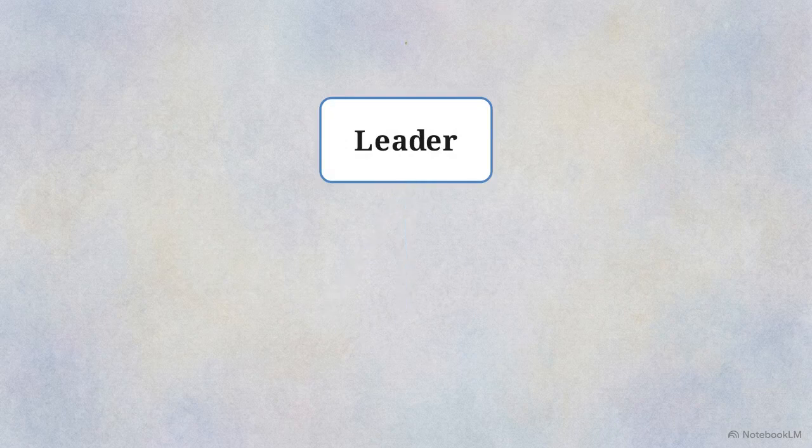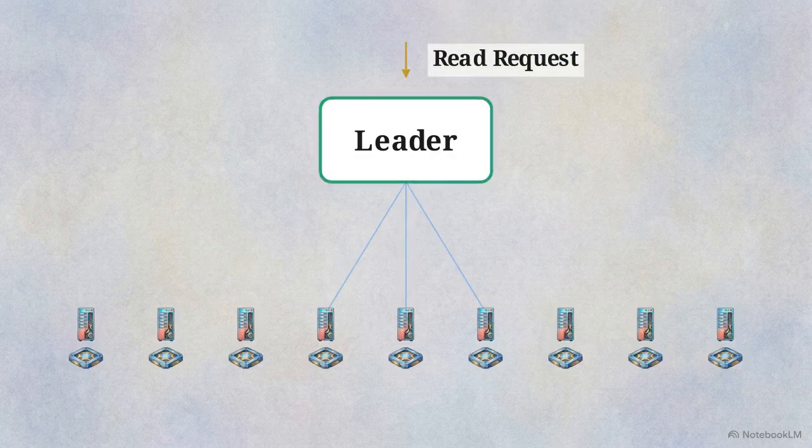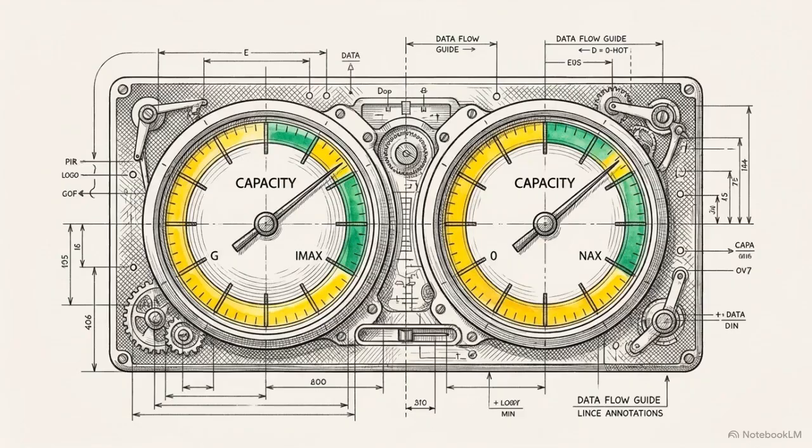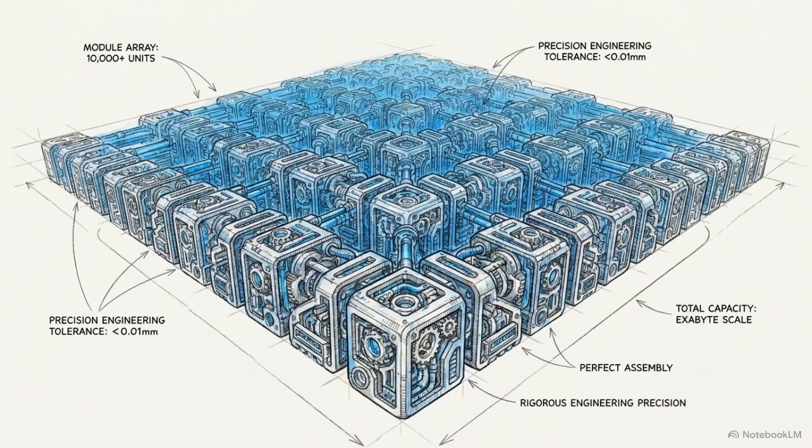Funneling reads through leaders while separating cluster logic from storage creates the foundation for horizontal scaling. This architecture can support up to 10,000 replication groups, providing a total storage capacity of 50 petabytes. High-volume scale is achieved by enforcing strong consistency and automated load balancing across every transaction.